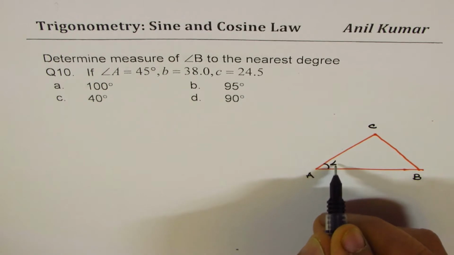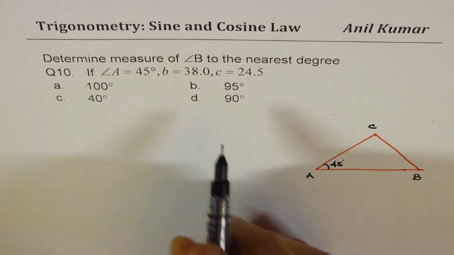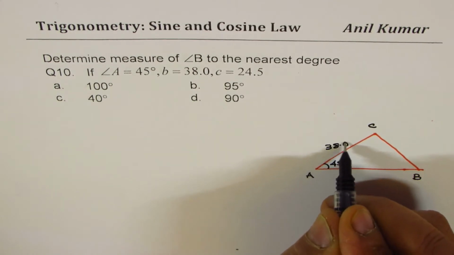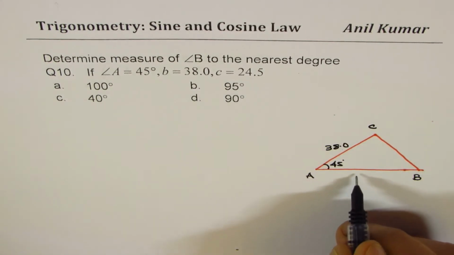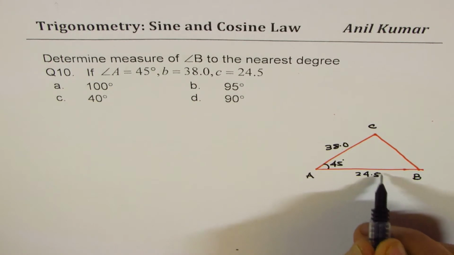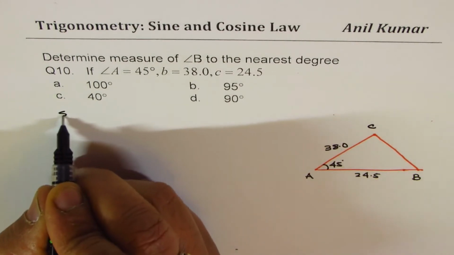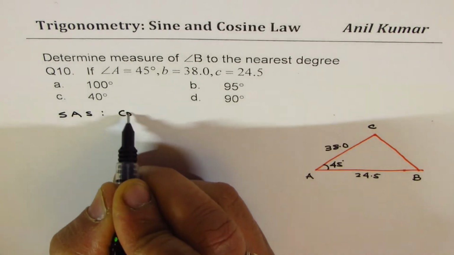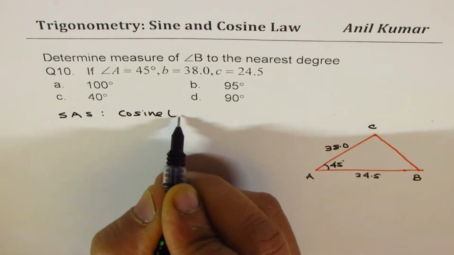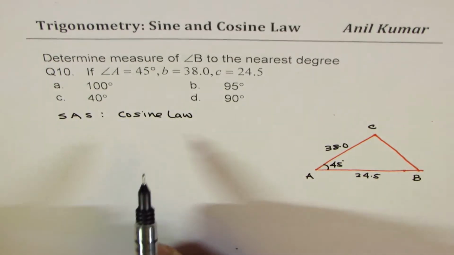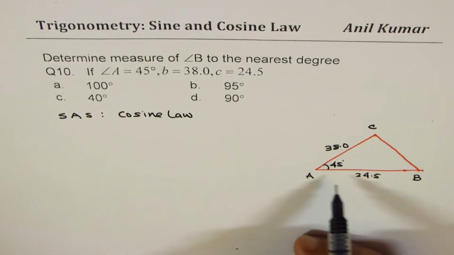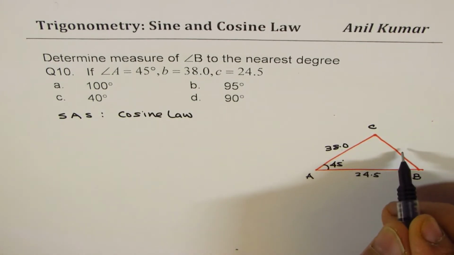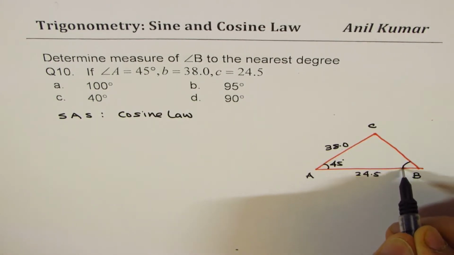Angle A is 45 degrees. Side B is 38.0. Side C is 24.5. So this is a case of SAS, so we are going to use cosine law. When we have cases of SAS or SSS, we use cosine law. We need to find the angle.